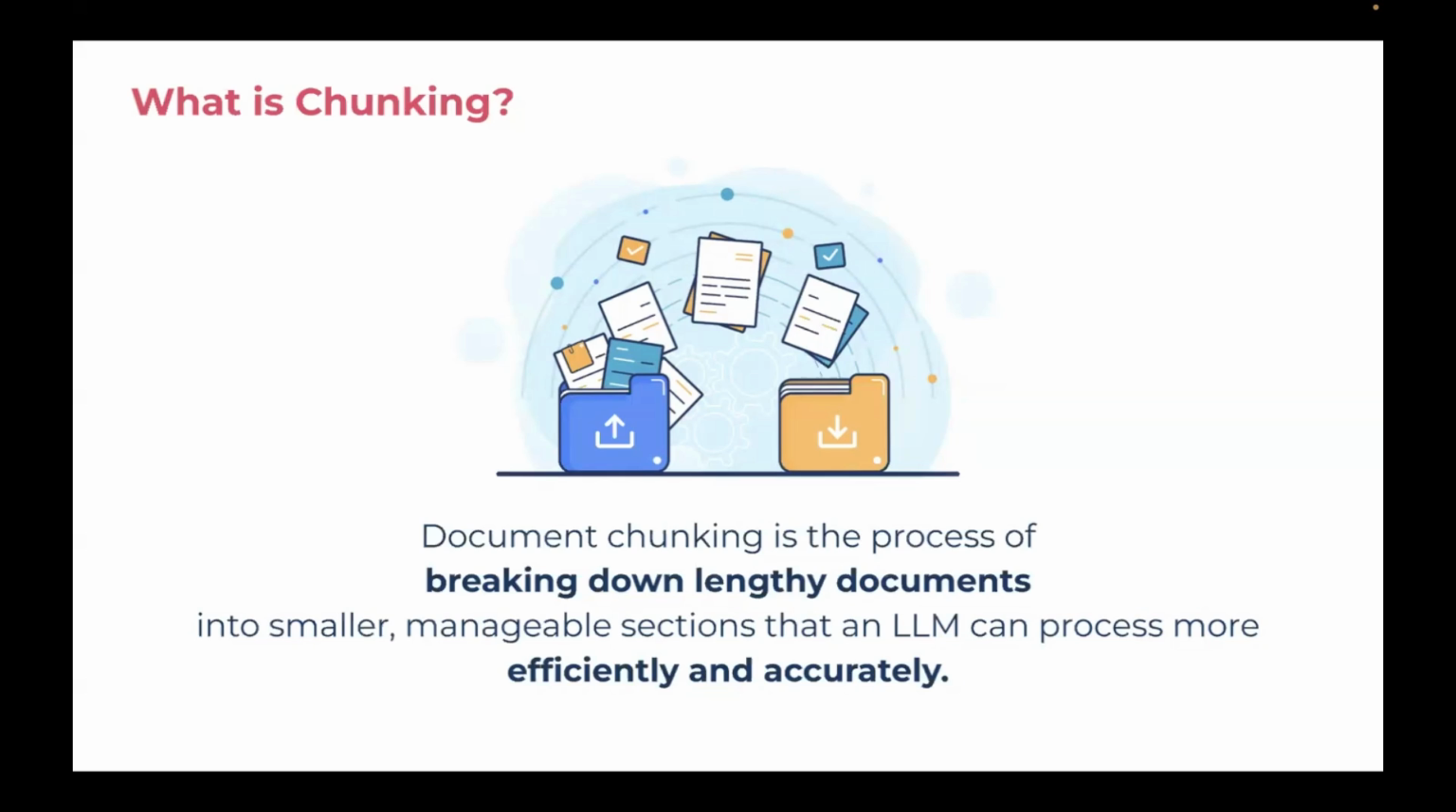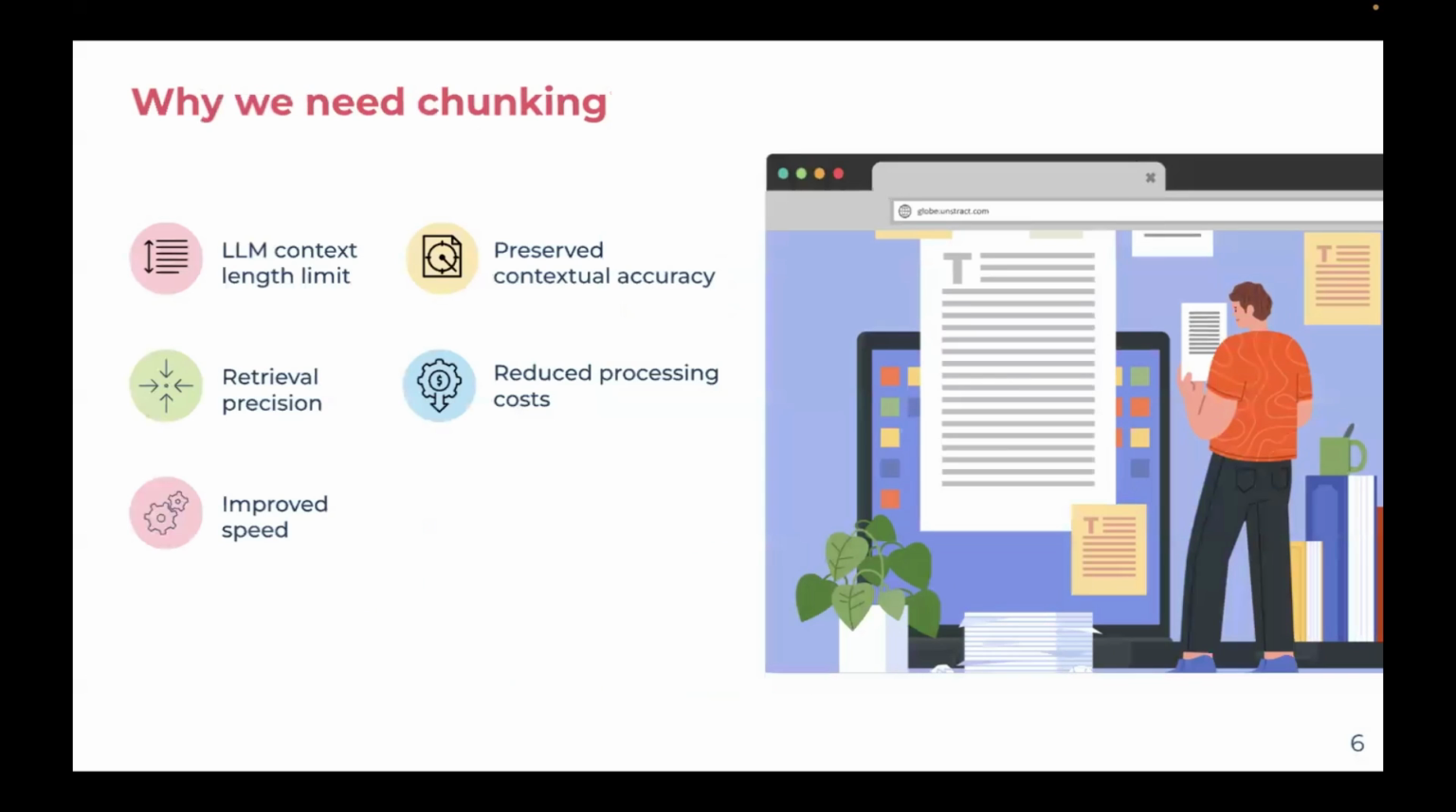It's a pretty easy concept to understand. But why do we need it, and why is it very crucial to document extraction? So here are all the reasons why. Firstly, one of the most important reasons why we need chunking, especially in LLM-enabled document extraction, is because of the LLM context length limits that we have.